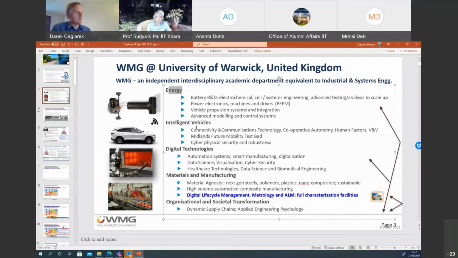There are a number of different tools used to make this autonomous vehicle. We are building, for example, a road between Birmingham and Coventry for autonomous control. We have a number of groups looking at digital technologies, which brings in AI people, computer science people, and also the healthcare areas, and also materials and manufacturing. I am sitting in materials and manufacturing, what we call digital lifecycle management, bringing data, simulation of the processes, and methodology together. So that gives you some ideas and flavor about WMG.